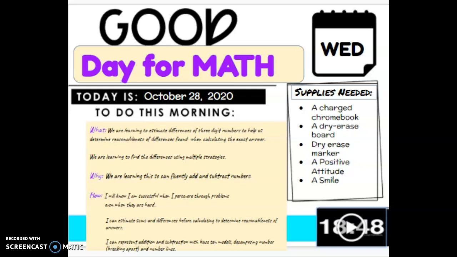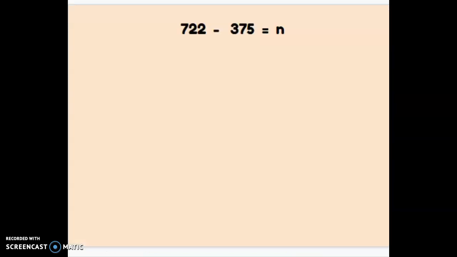We're going to practice that strategy, and hopefully some of these strategies are starting to click with you, that subtraction makes sense to you a little bit better, and hopefully you can find one of those strategies that works best for you so that you can solve problems more fluently. So we're just going to jump right into the very first problem. And the very first problem today is 722 take away 375.